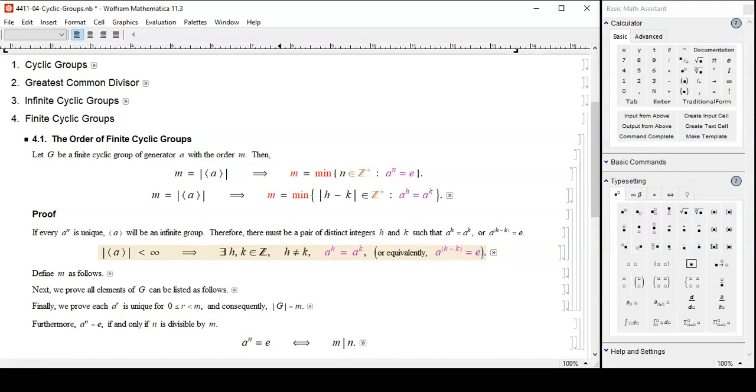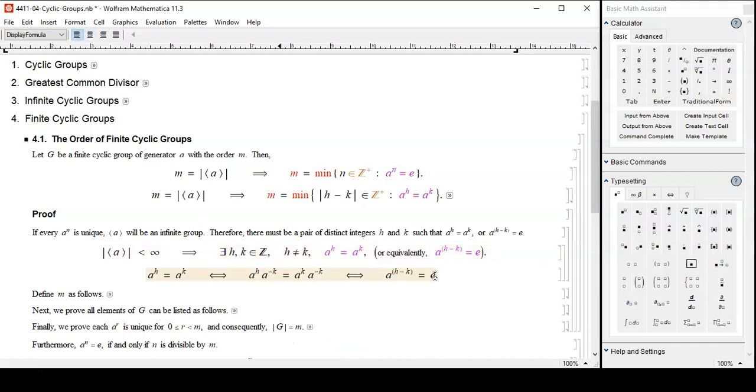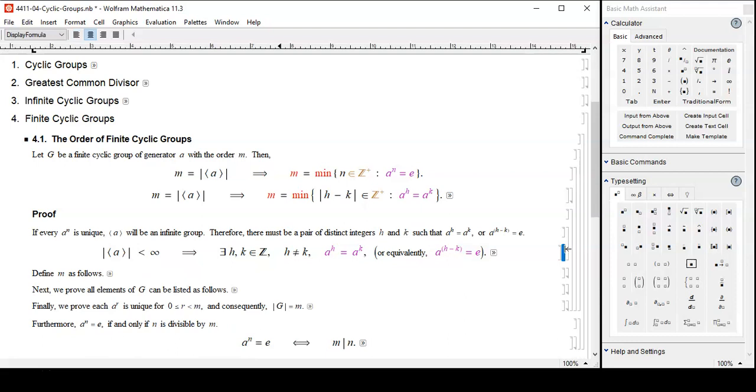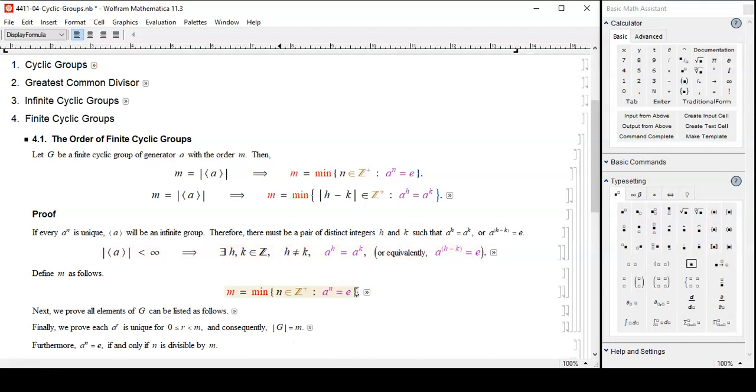And of course, I can assume without loss of generality, h is greater. Is there further explanation? Okay, yeah, further explanation: multiplying by a to the negative k power to each. Okay, all right, that was simple. So this h minus k exists. Therefore, such n exists. Consequently, this set is non-empty. Yes, we can define the minimum.